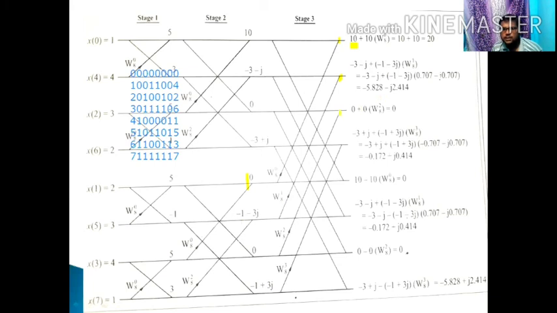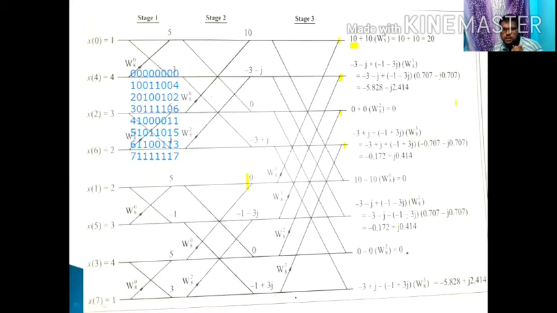Next, third input. First it receives the signal 0. Next, it receives the signal +0 into W8 power 2, so the answer becomes 0 only. Next, fourth part. First it receives the signal -3 + j. Next, it receives the signal -1 plus 3j of W8 power 3.